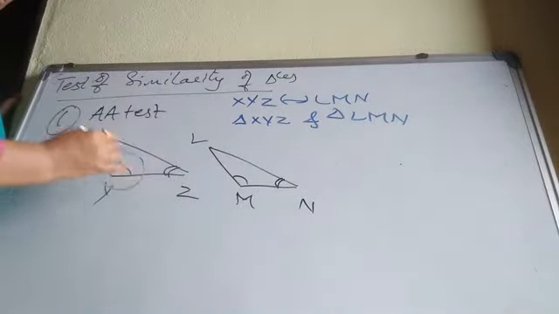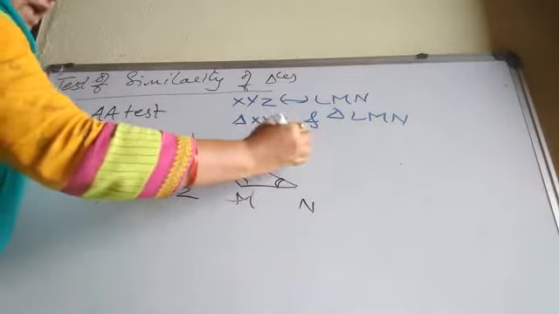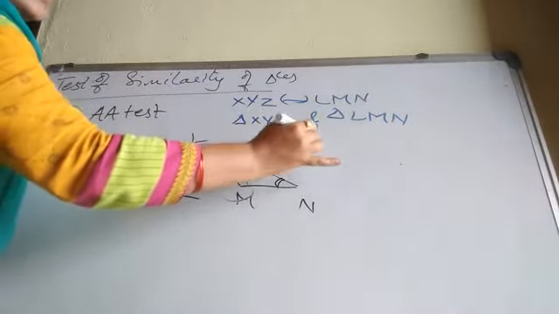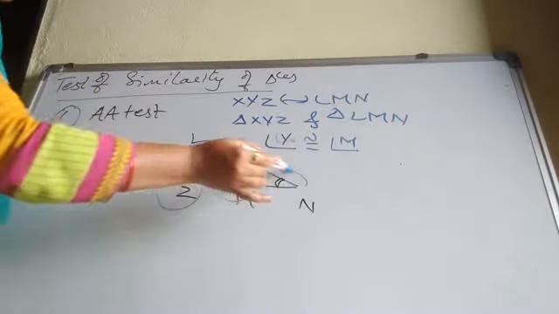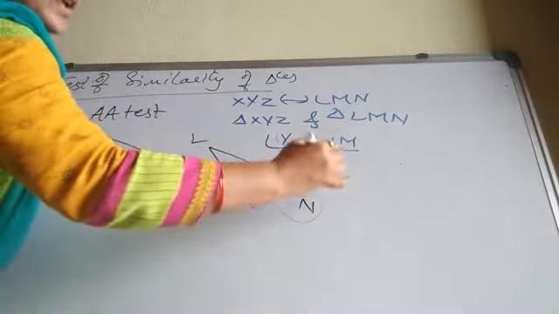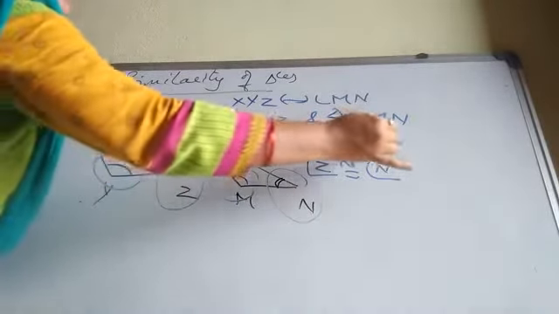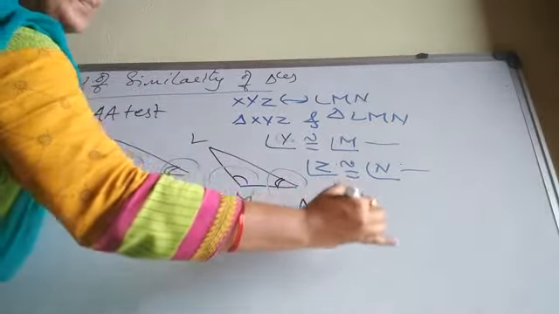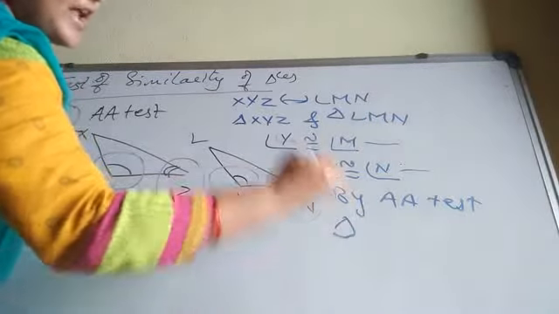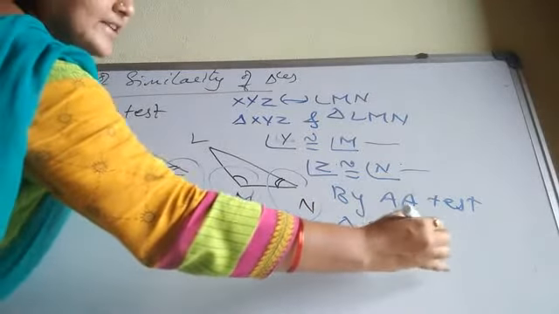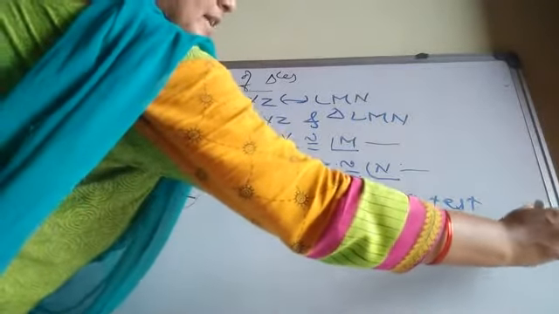See the symbols. Angle Y is congruent to angle M. Angle Z is congruent to angle N. Two angles, angle, by the AA test of similarity, triangle XYZ is similar to triangle LMN.